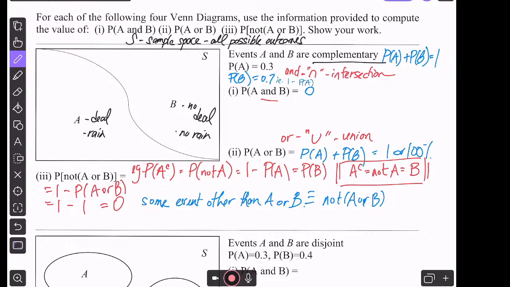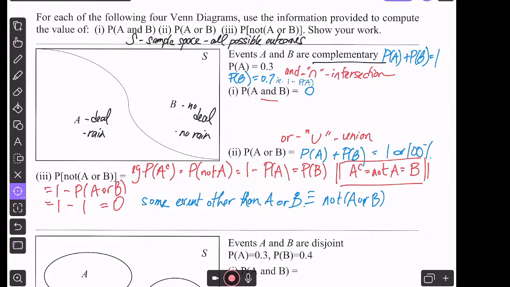Complementary events are the only things that are possible, the only events that are possible. And together, they make up all possible outcomes, the entire sample space. So the probability of A or B, and there could be others, I could have more in there, but the probability of any of the complementary events happening is equal to 100%.